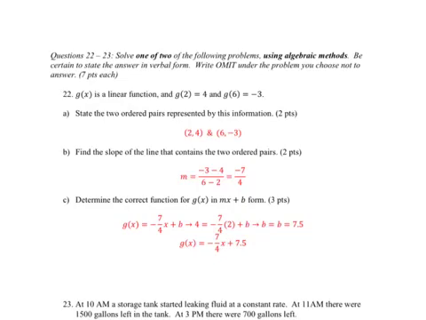Finally, let's determine the correct function for g of x in mx plus b form. So we start by stating g of x equals mx plus b. Now we have to find out what b is, so let's pick one of these 2 points to plug in. It's easy to pick positive points usually, so the 4 is the y and the 2 is the x. So we plug the 4 in here for the y, remember, g of x is really y, and we plug in the 2 for the x.